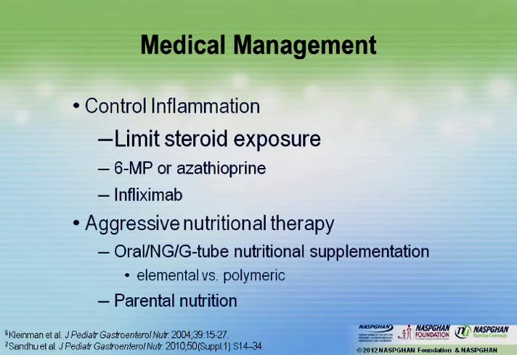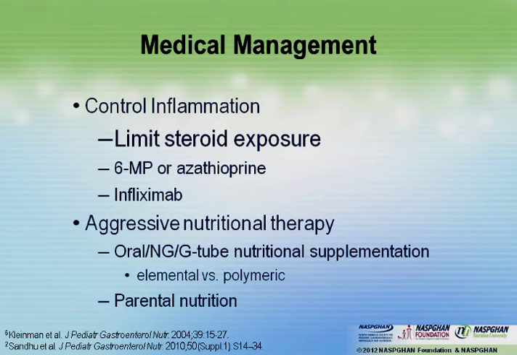So typically, the medical management for patients with Crohn's disease, which I'm sure everybody's quite familiar with, is to control the inflammation, and to try and do this by limiting steroid exposure. As I talked about before, steroids can have some significant side effects on growth and Tanner development in patients. So we commonly use 6-MP or azathioprine, or in some instances, infliximab is necessary.